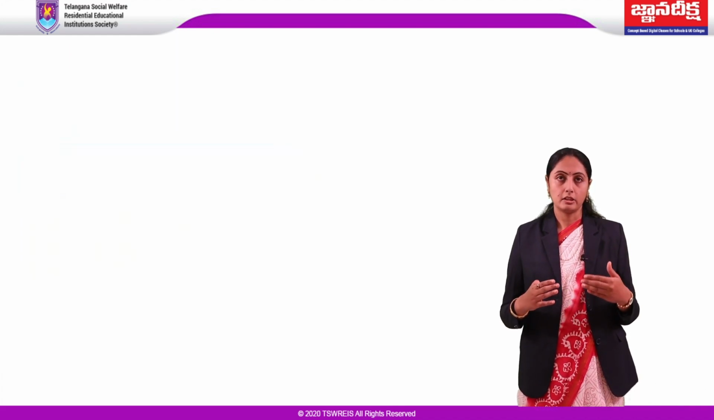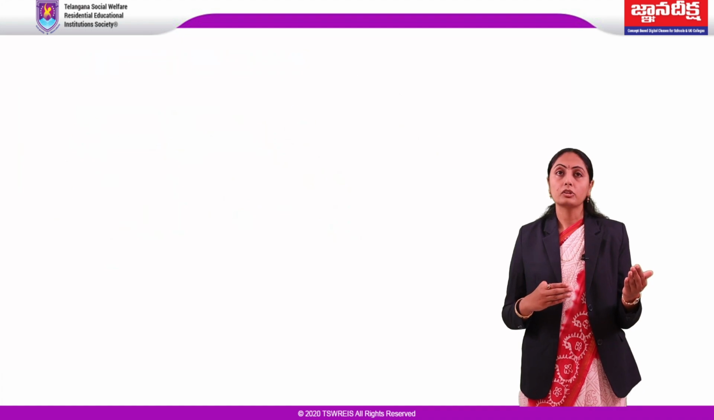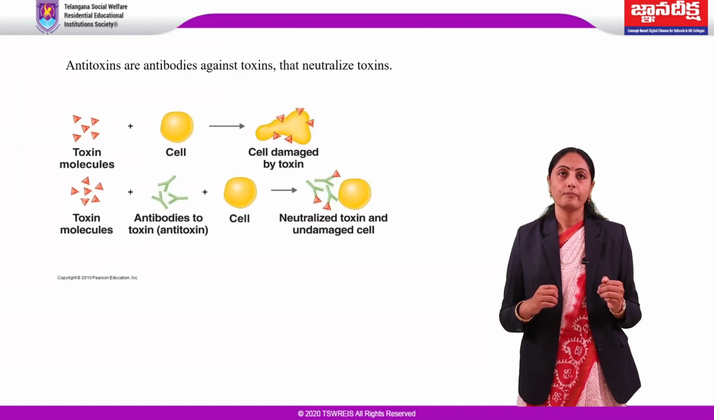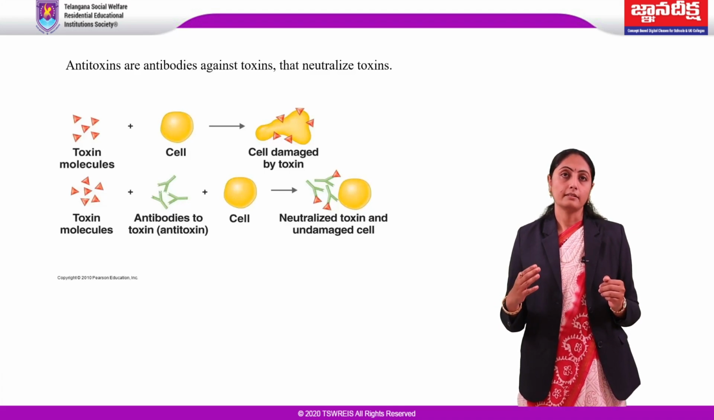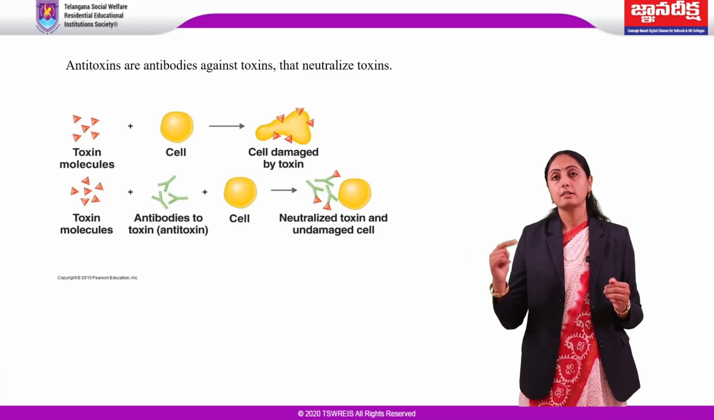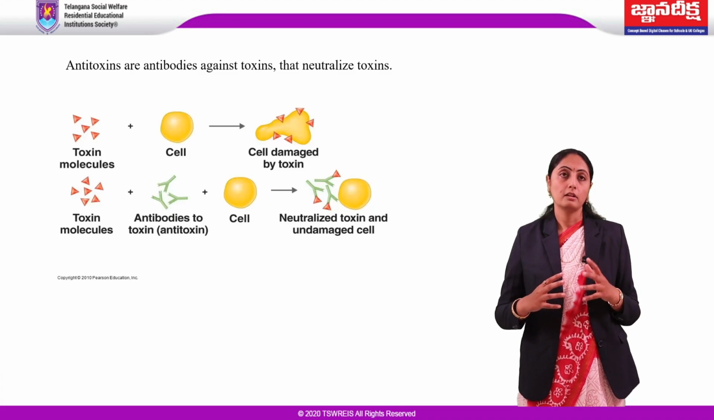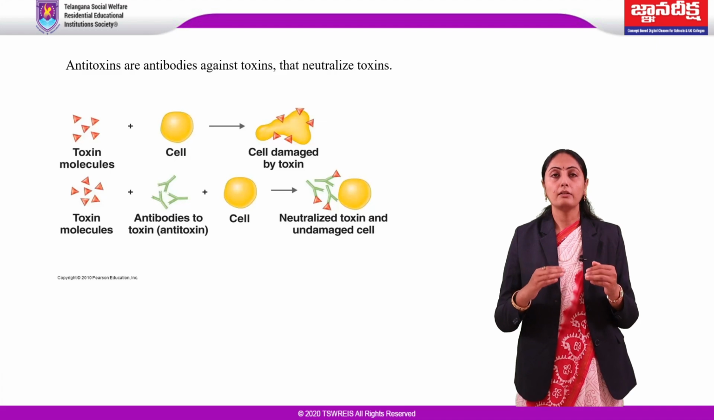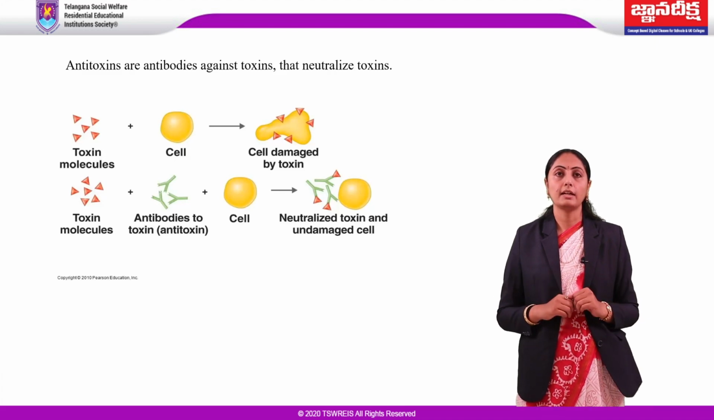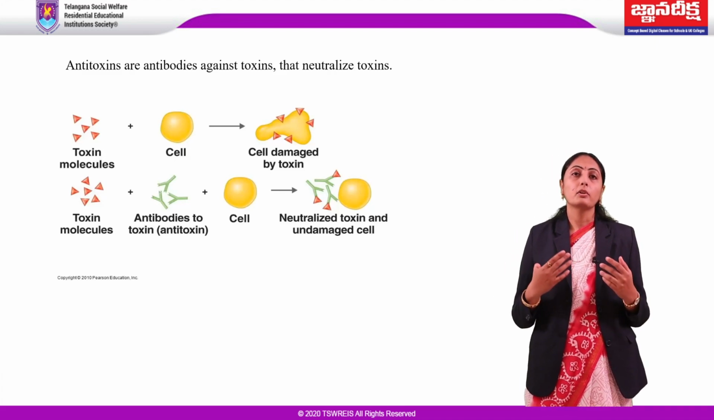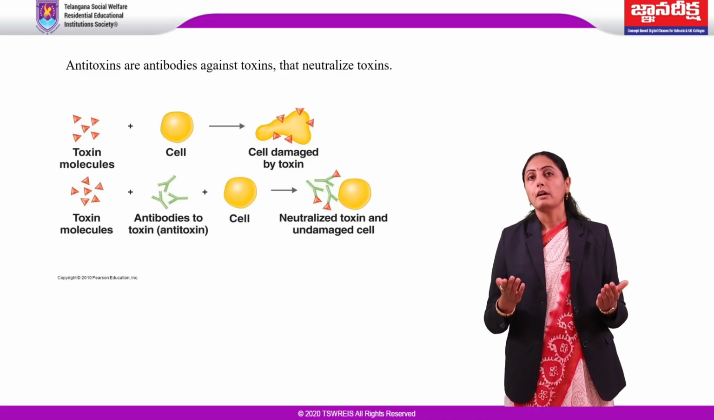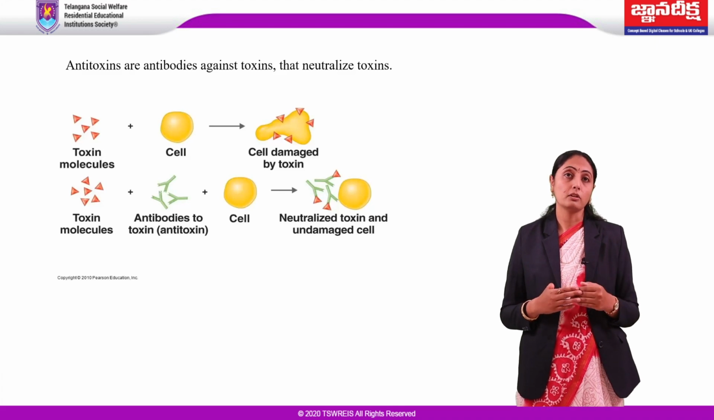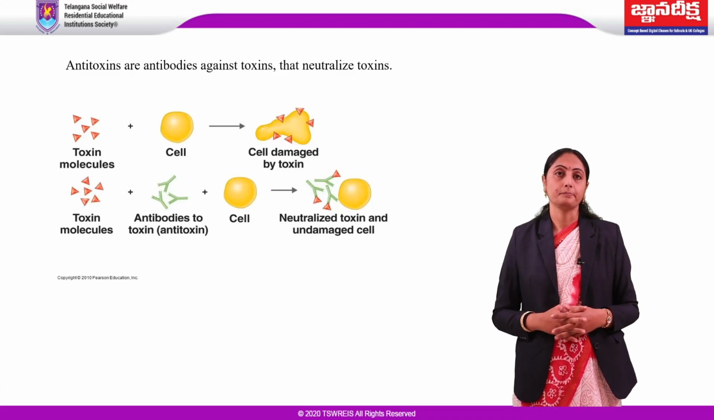Antibodies that bind to bacterial toxins and neutralize their harmful effects are called antitoxins. We can see here that toxins can cause cell damage, but when neutralizing antibodies are present, the harmful effect of toxins are neutralized. Thus, they protect our body from action of various exotoxins like diphtheria toxin and tetanus toxin.